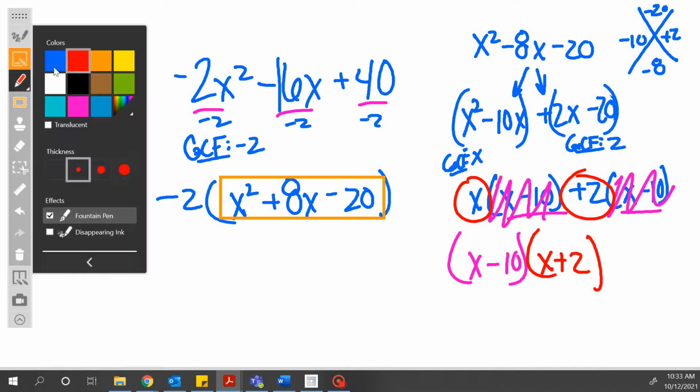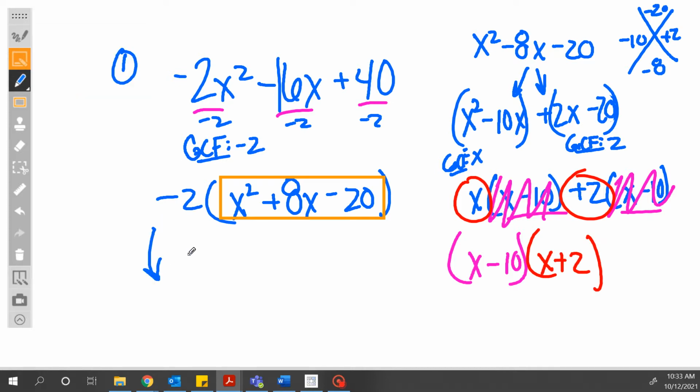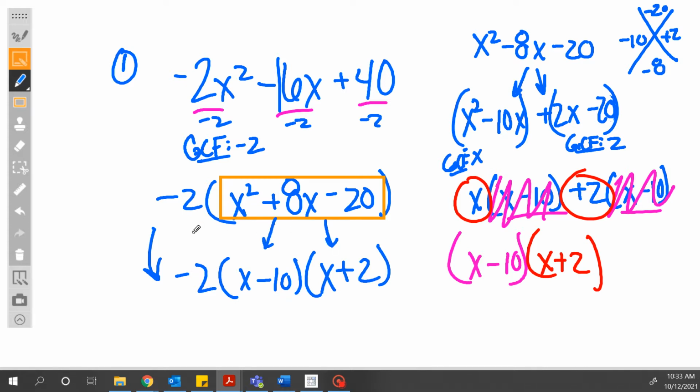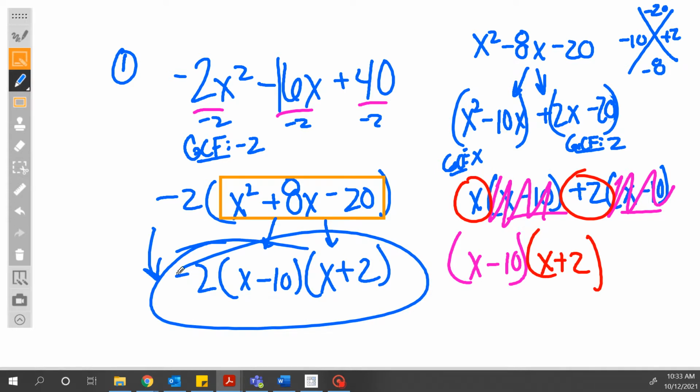All right, so the fully factored form, going back to the original problem, is x minus 10 and x plus 2. Okay, so this factors into x minus 10 and x plus 2. However, we had the GCF negative 2, so the fully factored form is negative 2 times x minus 10 times x plus 2 for number 1.